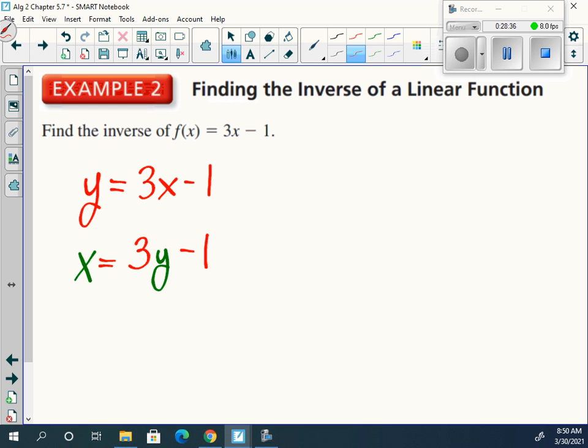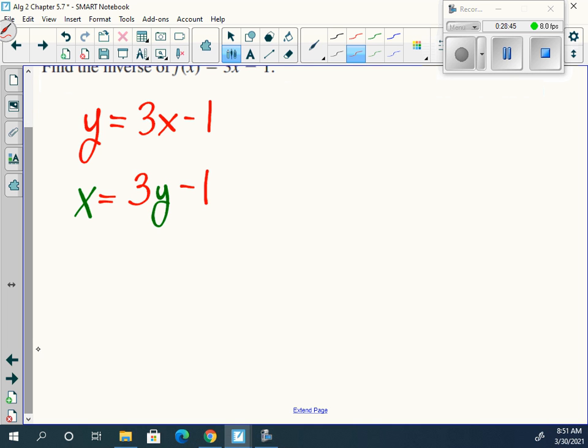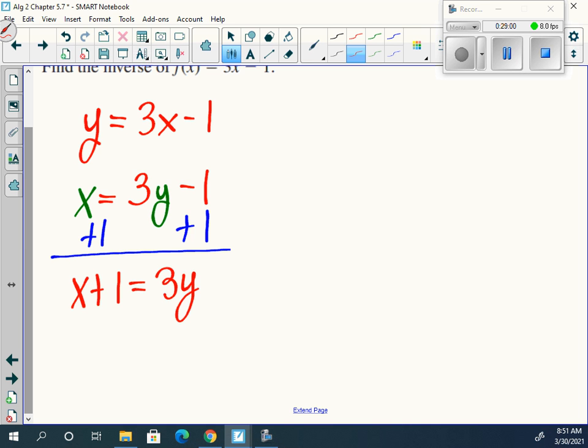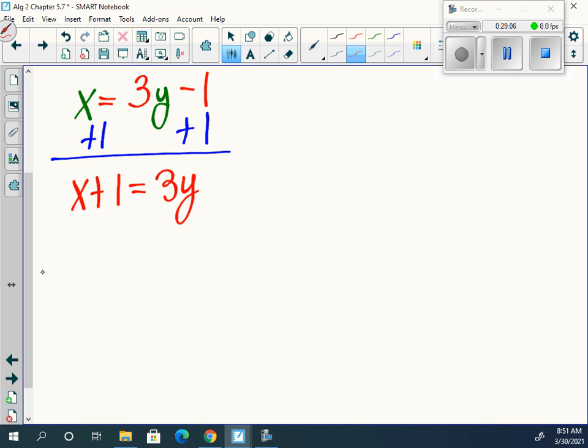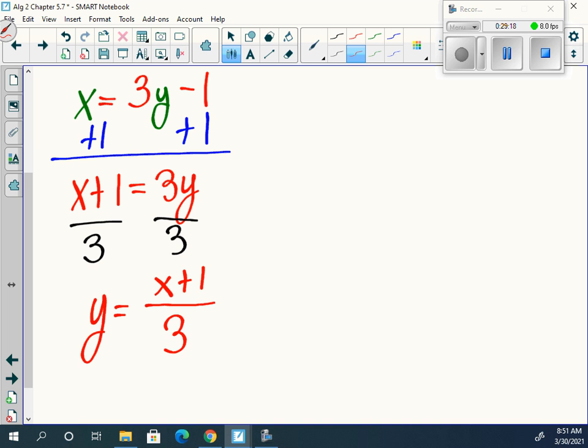Step 1 is to replace f of x with y. Step 2 is to switch x and y. Step 3 is to now solve it for y. We want to get y back by itself. Yes, we would plus 1 to both sides. So we would get x plus 1 equals 3y. Exactly, we would divide both sides by 3. And we'd have y is equal to x plus 1 divided by 3.